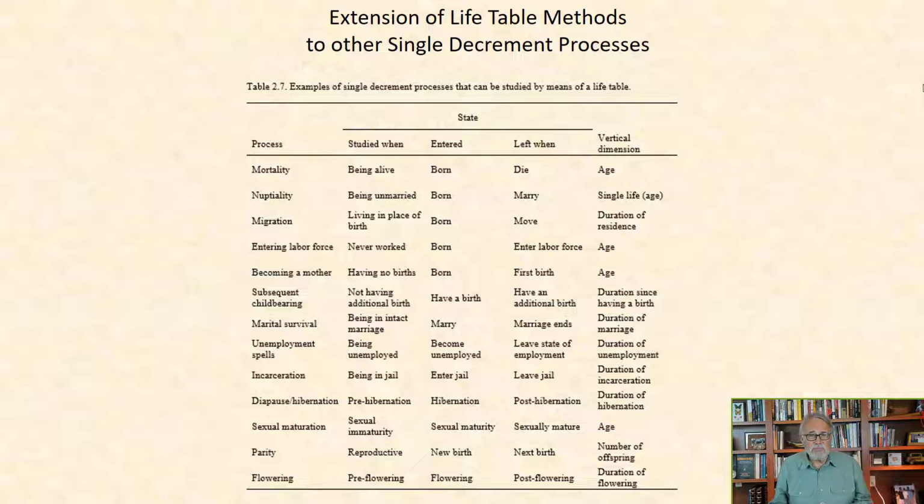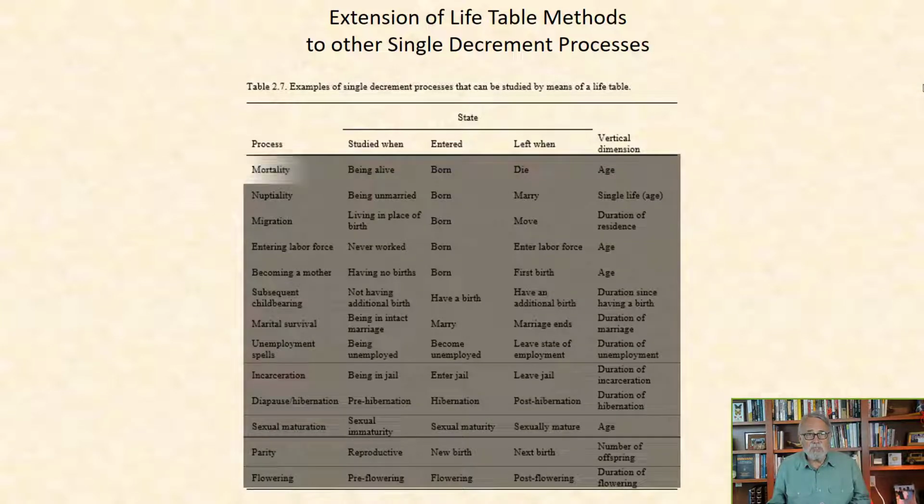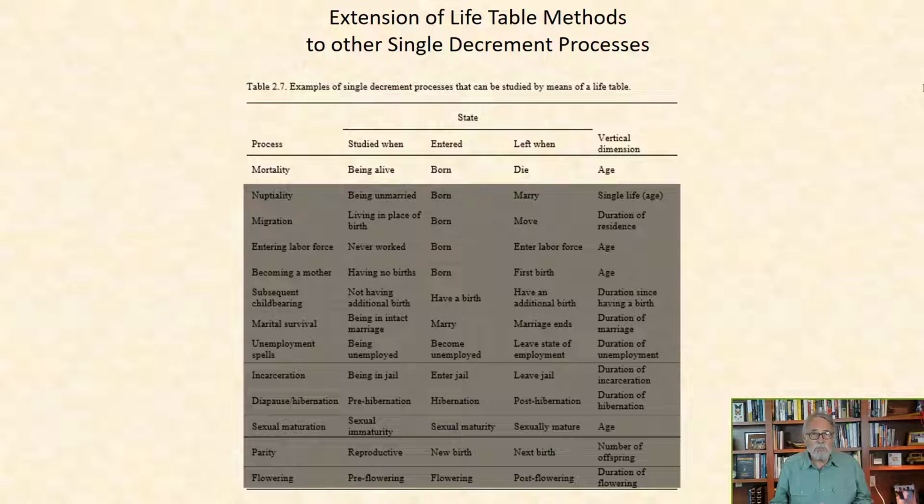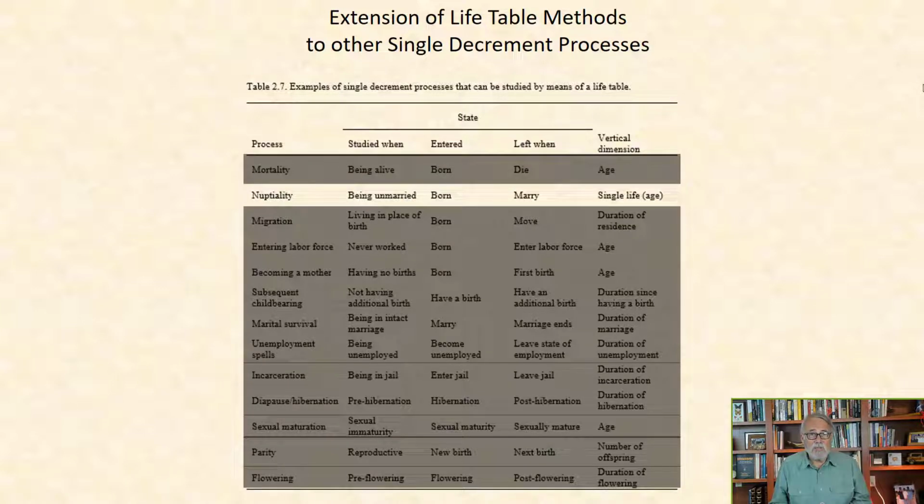This table gives an overview of many examples of single decrement processes that can be studied by means of a life table. Again, the starting application is to mortality, the original application. The radix is the number of persons alive. They either survive forward or die at each age. Another example is nuptiality, where the radix represents the number of persons never married. These individuals move forward in this state by remaining never married, and they exit this state by marrying.